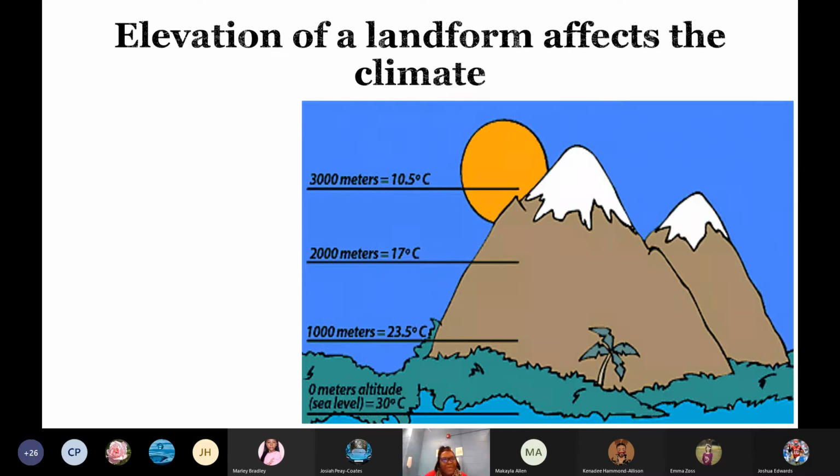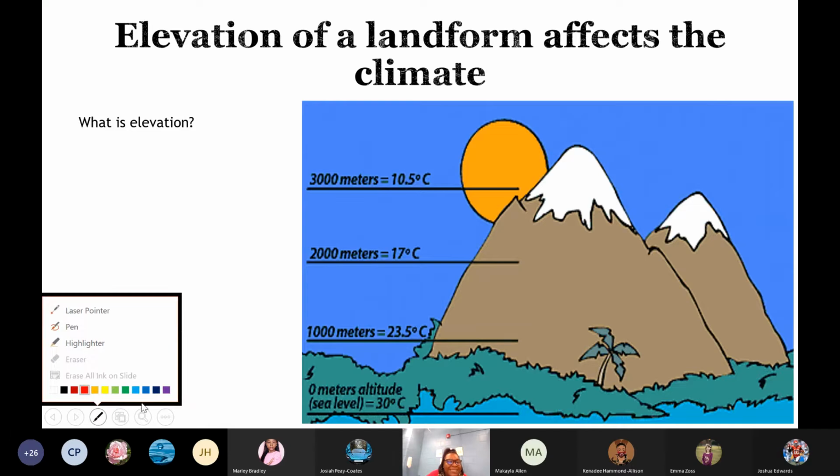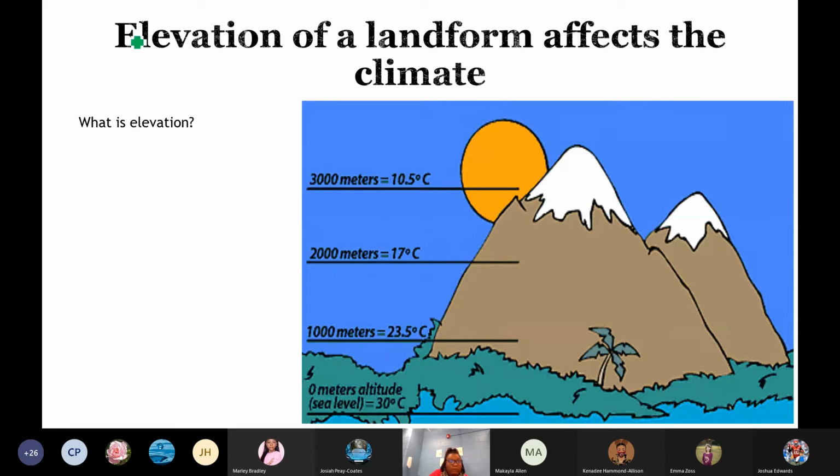Before we can talk about elevation of a landform, there's some words we need to understand. The first question we want to have in our notes is, what is elevation? Go ahead and take some time to write that question down. And if you started sketching this picture, that's a great idea. I'm going to show you where you can find this picture in your Schoology folder today. So when we talk about elevation, it's important for us to understand that elevation is the height of a landform from the ground.